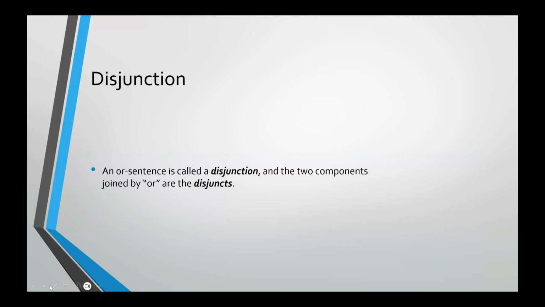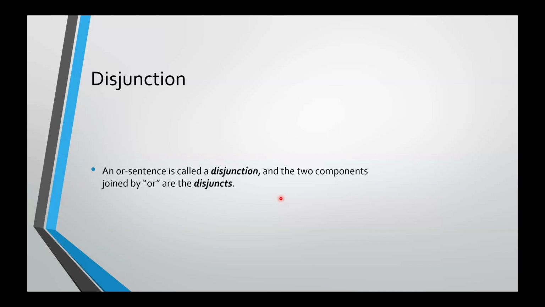Okay, so an or sentence is referred to as a disjunction. And then the two components that are joined by or are the disjuncts. So, like, use it or lose it, right? This is the disjunction, and then use it and lose it, those are the two disjuncts.